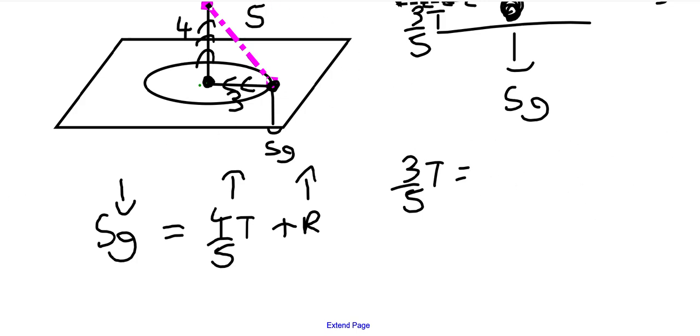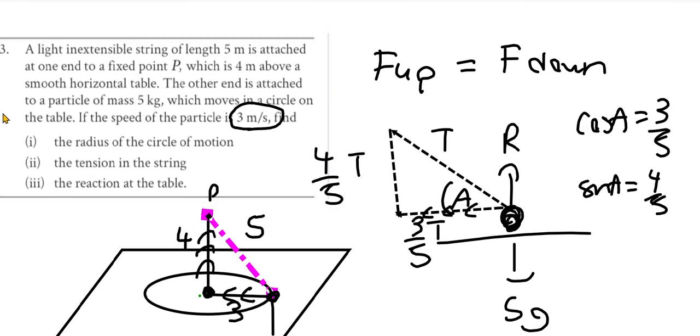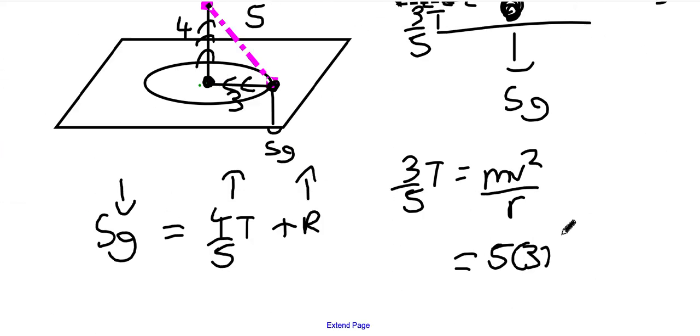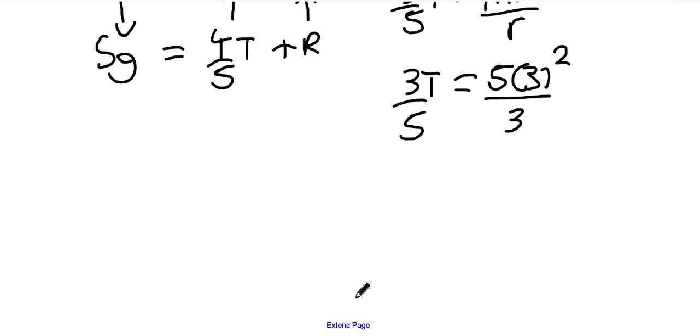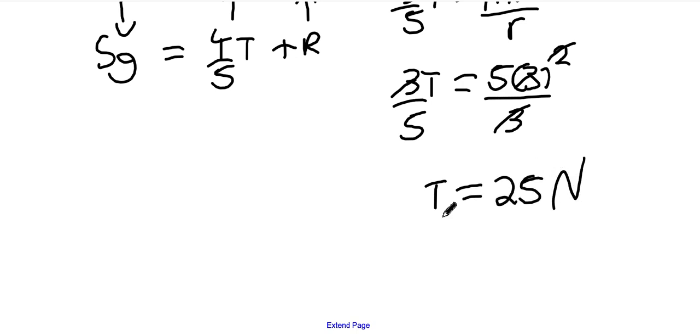Now, let's fill in some numbers here. What's the m value? How heavy is it? What's the v value? 3. What's the radius? That's a 3 and a 5 T as well. Let's isolate T on its own now. I think we can get T on its own pretty quickly here. That 3 cancels with that 3. This 3 cancels with this 3 as well. In fact, all the 3's cancel. T is 25 newtons. That's your tension.